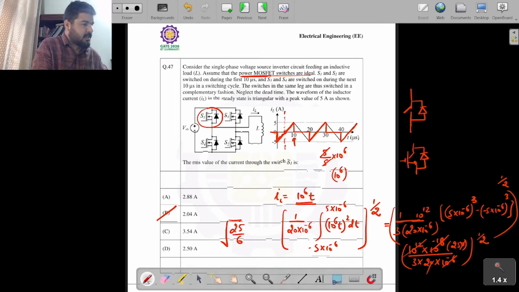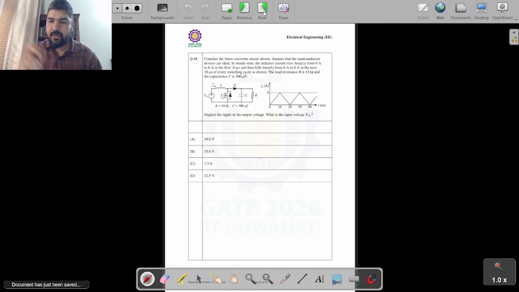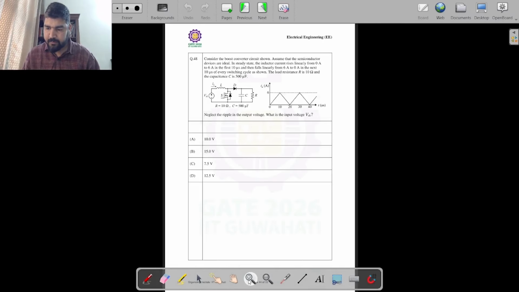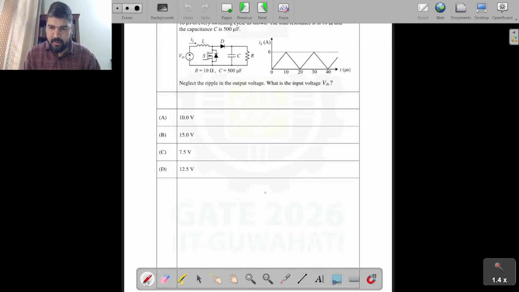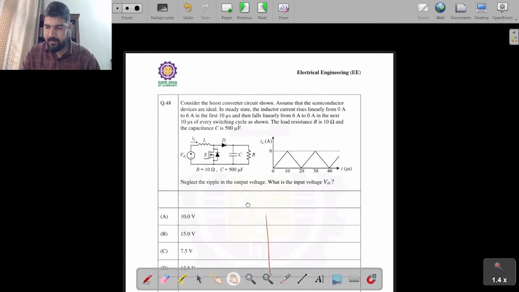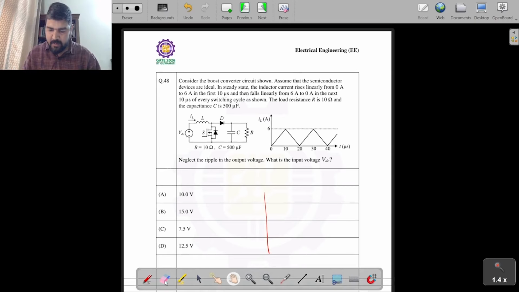The next question is question number 48, again from power electronics. So let's move to question number 48. You can see this is based on DC-DC converter. The question says, consider the boost converter circuit shown. Assume that the semiconductor devices are ideal.